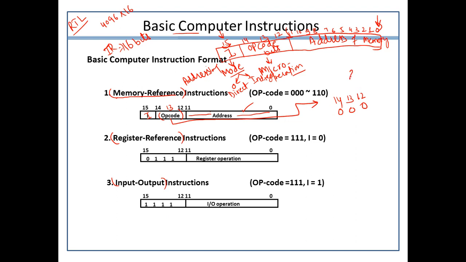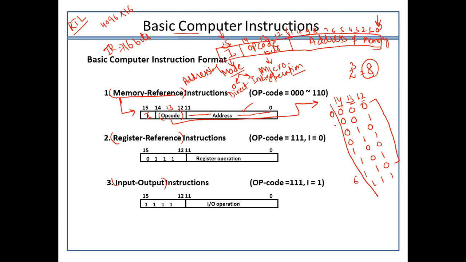These are 3 bits, so from 2 raised to the power 3, I can generate 8 results: 000, 001, 010, 011, similarly 100, 101, 110, and 111. In order to determine that an instruction falls under the category of memory reference, these opcode bits will lie from 0 to 6, like 2, 3, 4, 5, and 6. And the seventh will not be part.